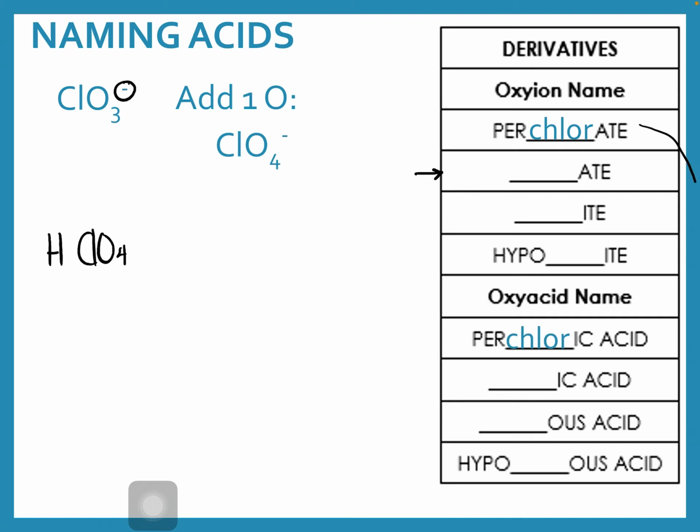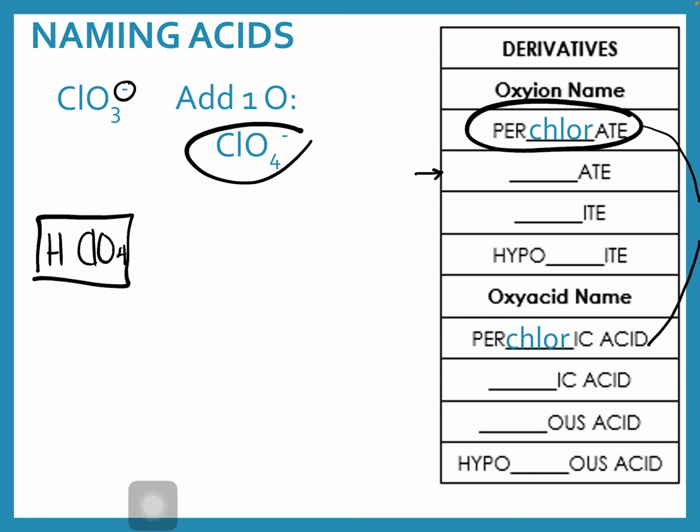So remember that this pairs with that. So this is the name of the ion, perchlorate. It's over here. And when perchlorate is in a compound together with hydrogen, that makes an acid, and the name of that is perchloric acid.